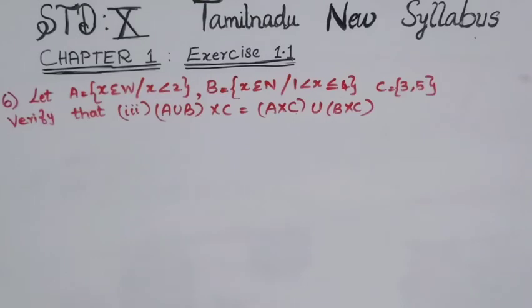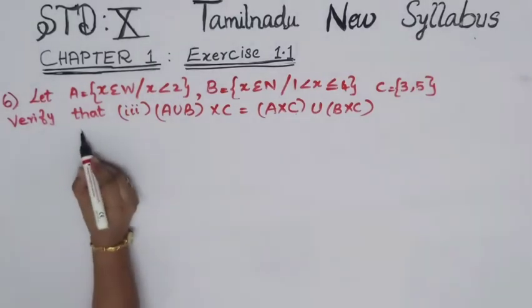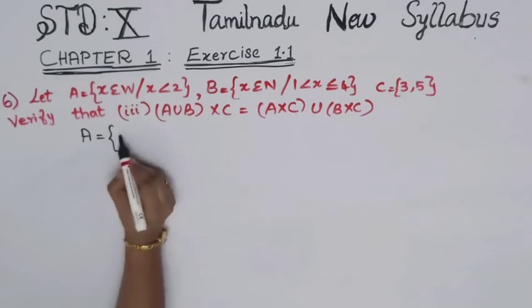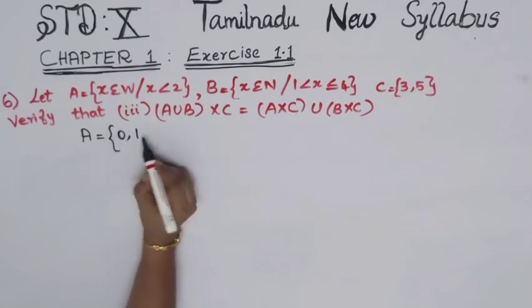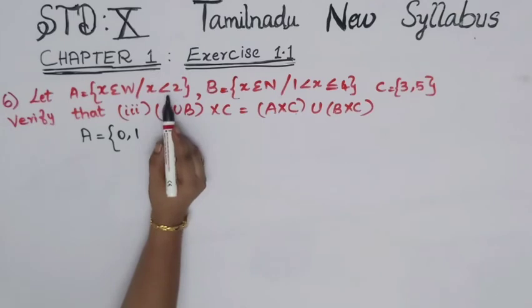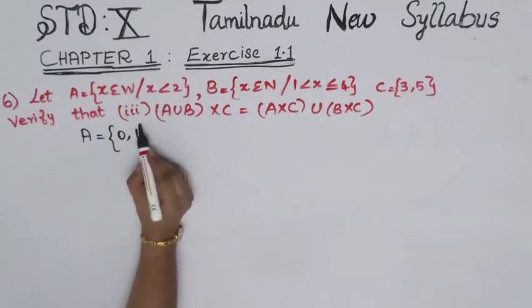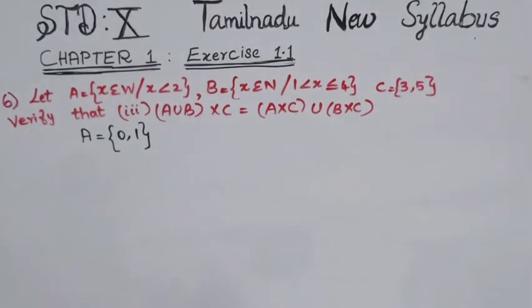Verify that the third subdivision, A union B cross C, is equal to A cross C union B cross C. First we will write A. A is equal to, they have started with whole numbers, so whole numbers starting with 0, 1, 2. The 4 should not be included, as I told you in the earlier sum, because the underline is not there. If the line is there, then you have to include it, because it means less than or equal to. If equal to is there, that number is included. So that number is not included.